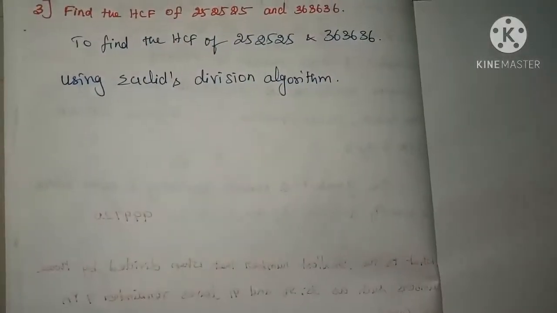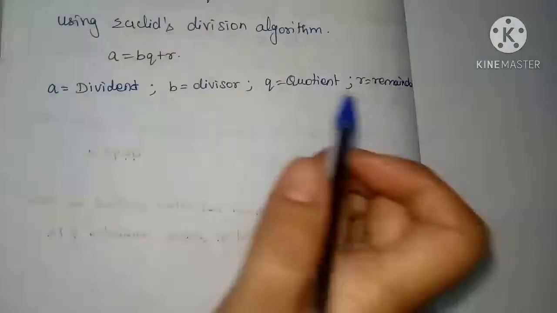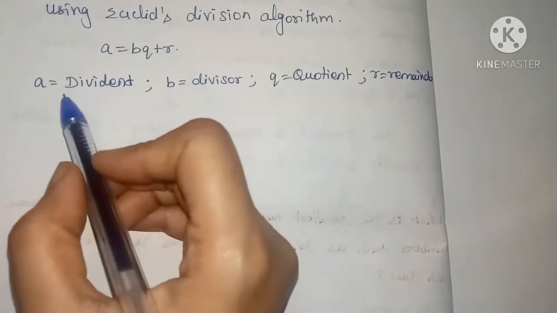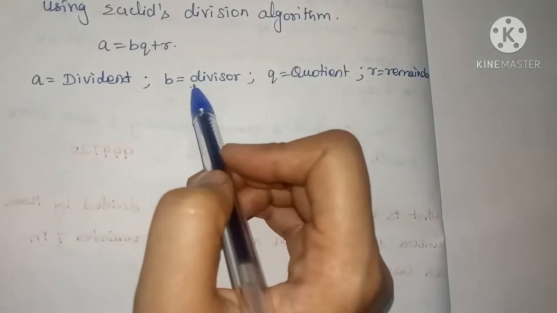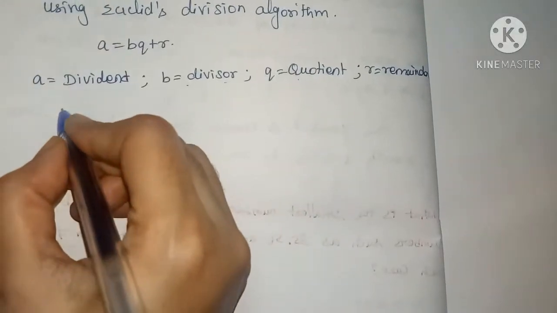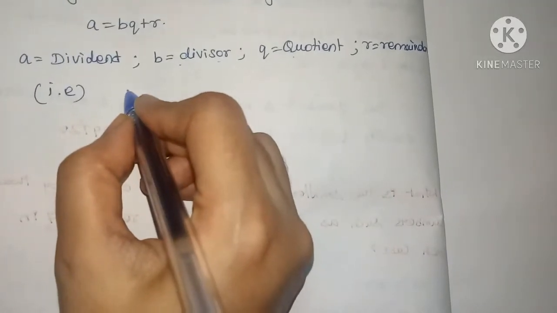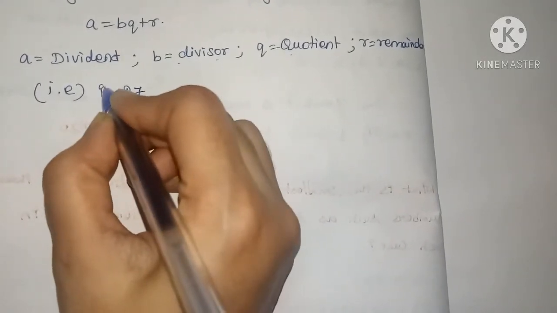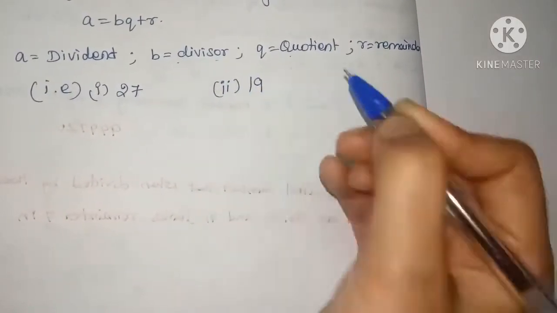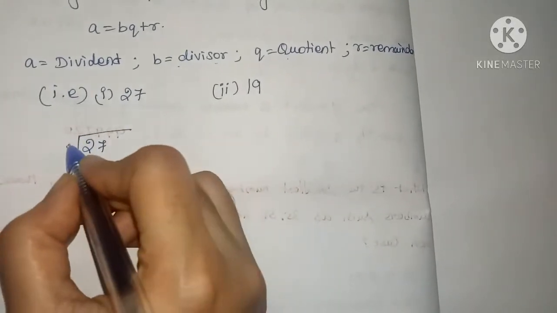Before using this, let us learn what Euclid's division algorithm is first. The formula for Euclid's division algorithm is a is equal to bq plus r. A is nothing but the dividend, b is the divisor, q is denoted as quotient and r is denoted as remainder. Let us see one example. I am going to take number 27 first and then number 19. First let me divide 27 by 3.